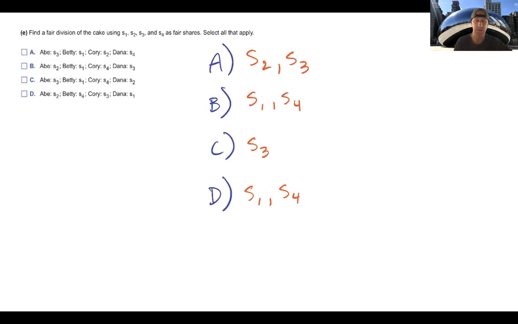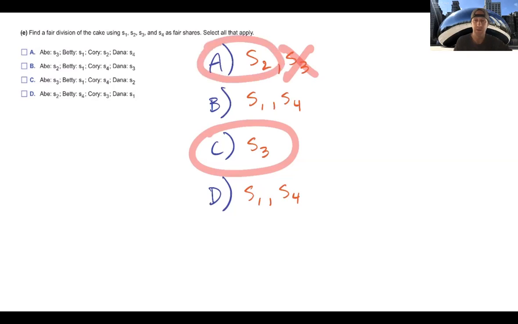And as you can see, for Corey, he's the stubborn one, I guess. He only wants part 3. So we definitely have to choose S3 for Corey, which means if we use S3 for him, we have to negate it anywhere else, which means now we only have one choice for Abe.